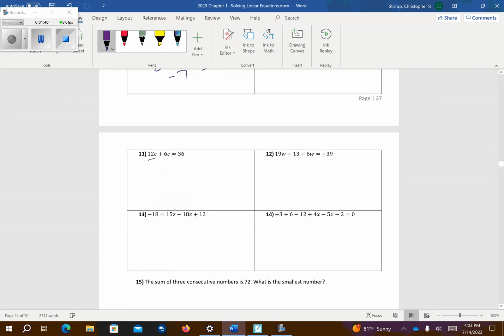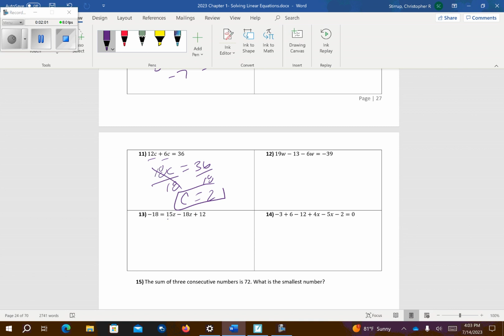Number 11, I'm going to combine my c values. So 12c plus 6c is 18c equals 36. Divide each side by 18. Those cancel, so c is equal to 2 because 36 over 18 is 2.